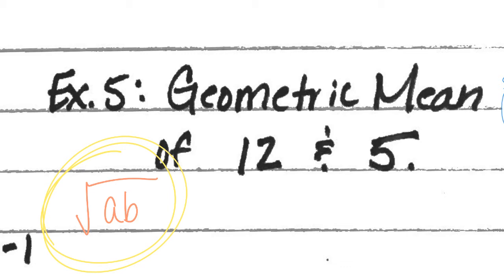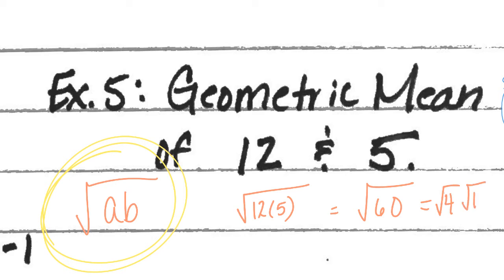So we are actually finding the square root of 12 times 5. Well, 12 times 5 is 60. And I know that a 4 can come out of 60. So I know that 60 is 4 times 15. So the geometric mean is 2 root 15 here.